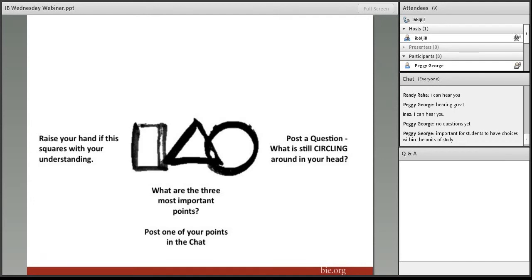Great, Peggy. Love that it's important for students to have choices within the units of study. Absolutely. Absolutely. Voice and choice really supports engagement, creativity, and buy-in from not only our students, but from us.